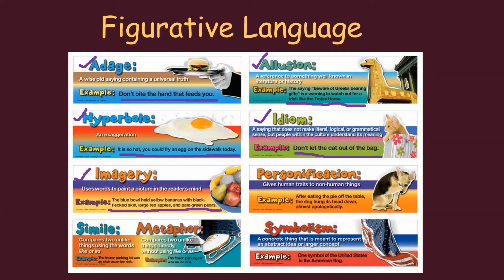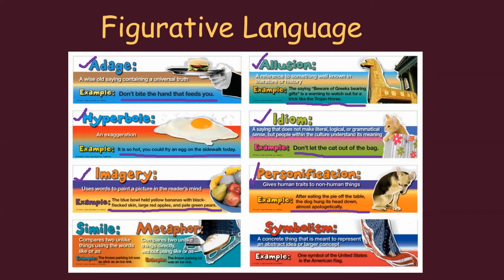Okay, moving right along, we have personification. Personification is giving human traits to non-human things. These are used quite often. The example that we have here is, after eating the pie off the table, the dog hung his head down almost apologetically. So dogs know that they're not supposed to eat from the table, okay?